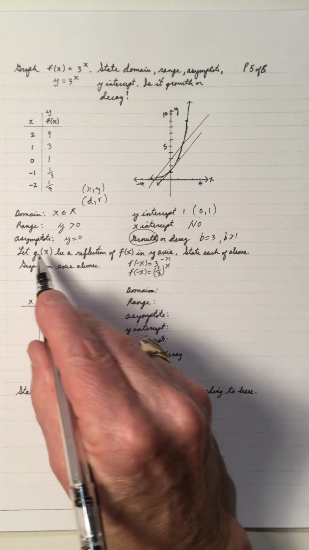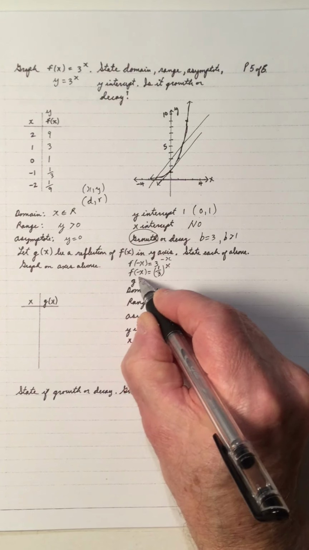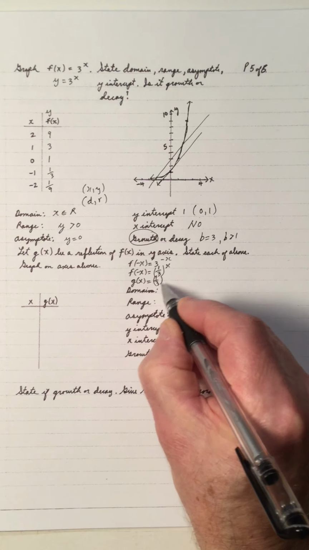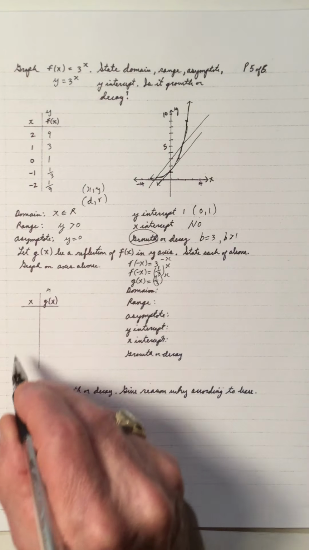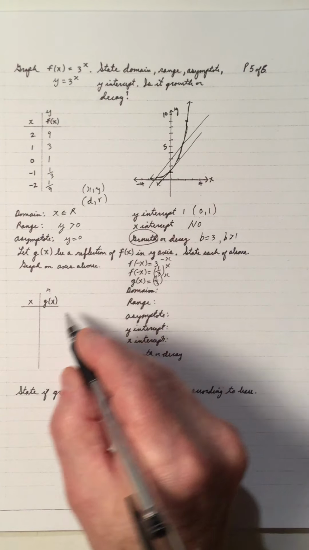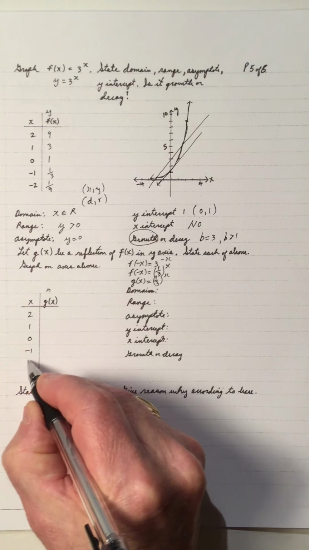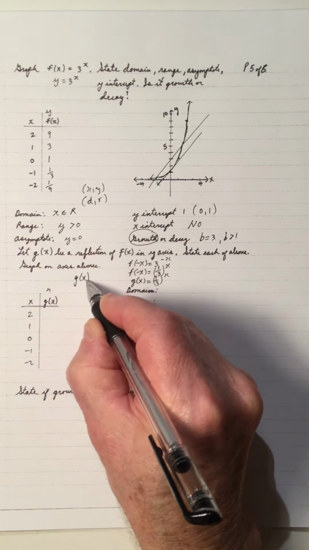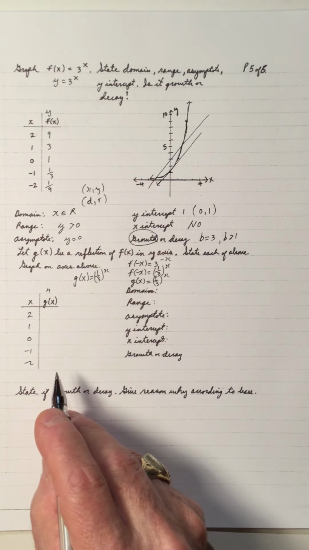So we're going to let g of x be this reflection. Now g of x is 1/3 to the x power. So let's look at g of x, which is still the y. We're going to graph this on this axis. So we're going to say x is 2, 1, 0, -1, -2. So if I take this equation, g of x equals 1/3 to the x, like that.